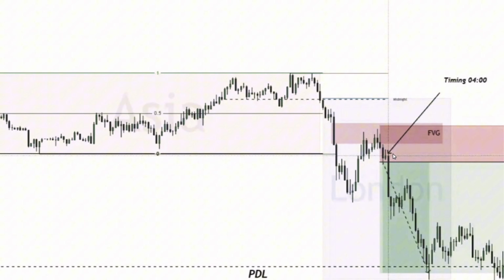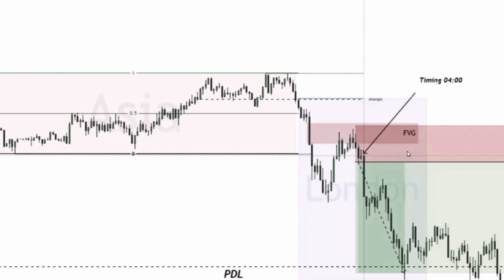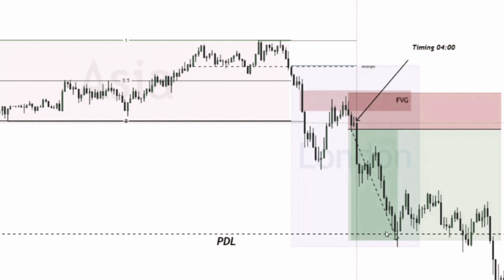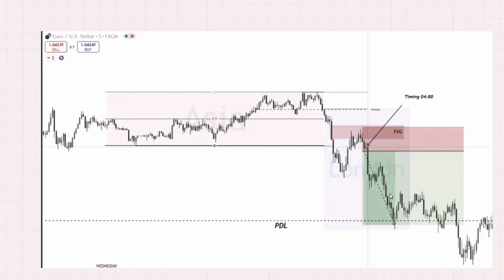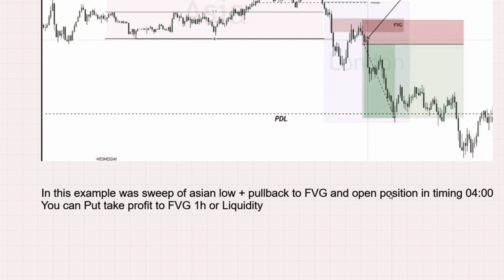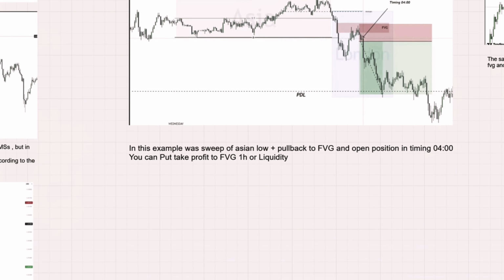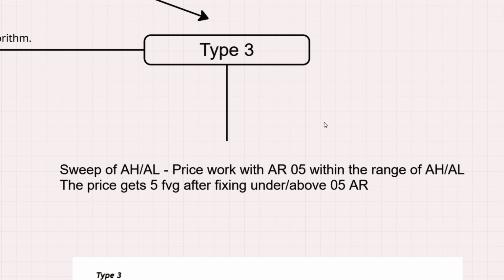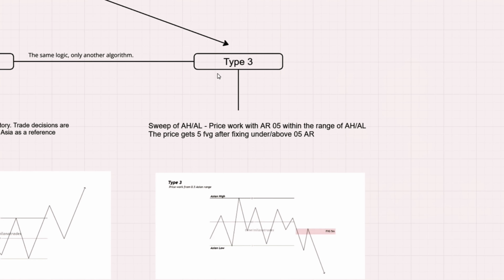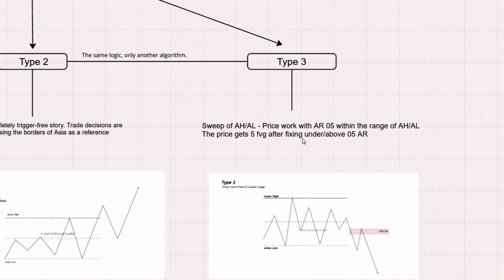After a while, price created a pullback and at 4 AM, price reversed. And below was the previous daily low. It was an important liquidity level and my take profit was there. And the third type just looks like the same logic as type 2, only here is another algorithm.